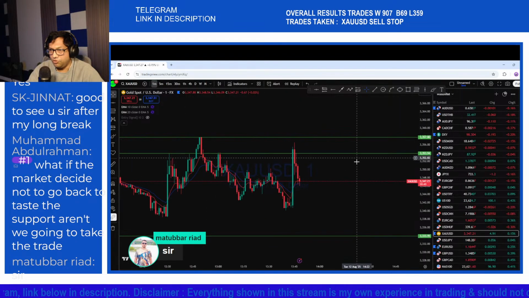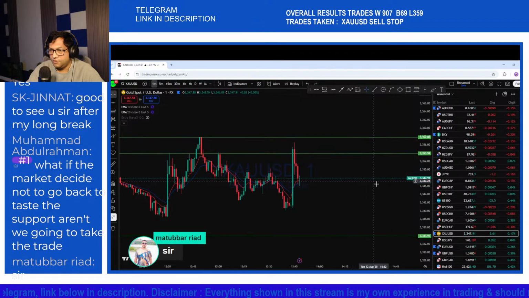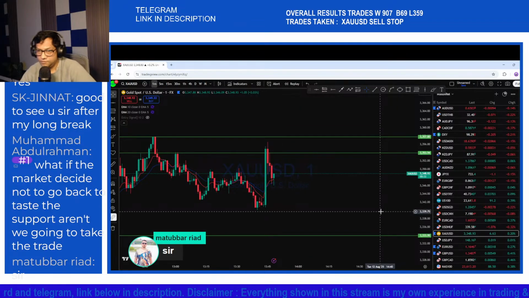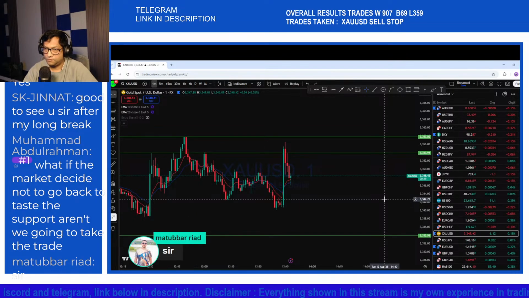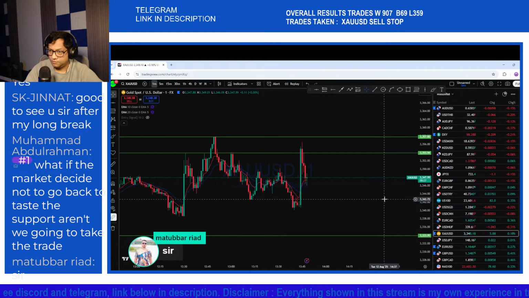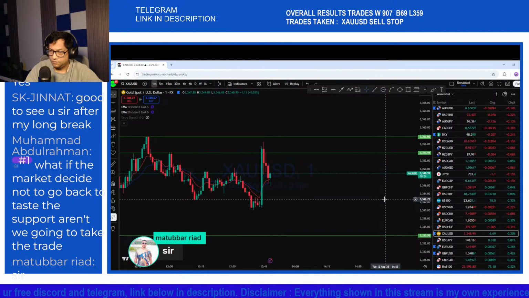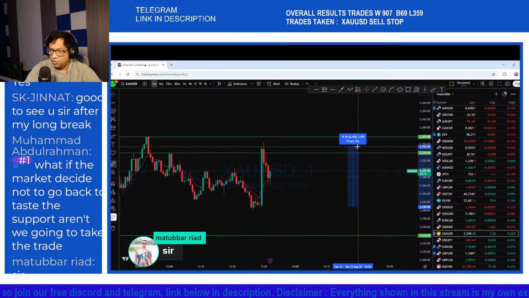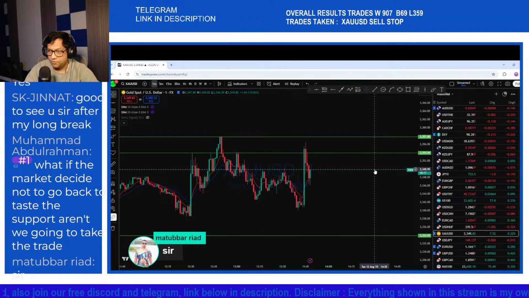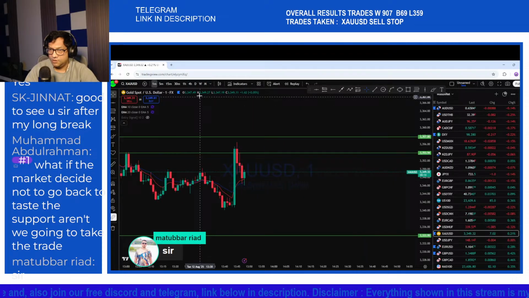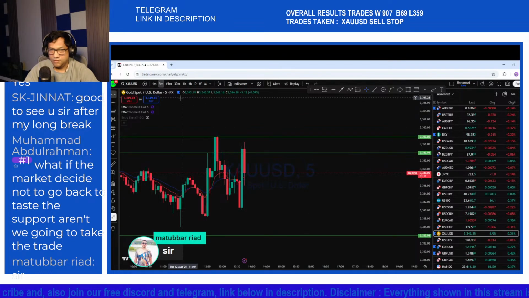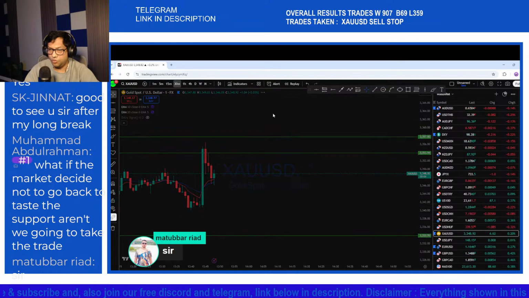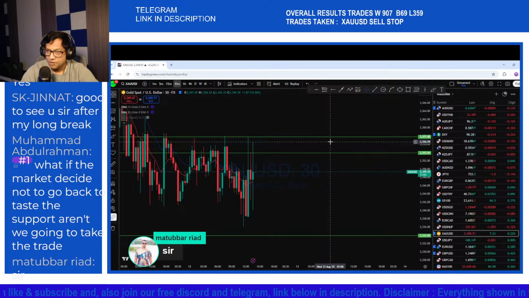So that was a pure liquidity grab that you can see from here. This one single candle moved almost 145 pips to the upside. That's a pretty sharp move back to the upside here on gold.